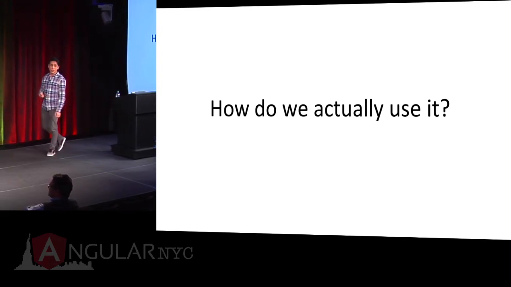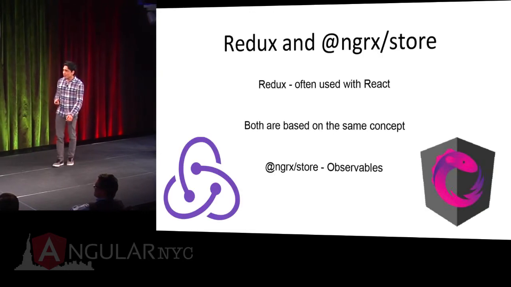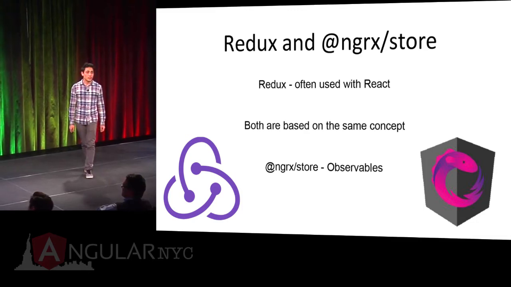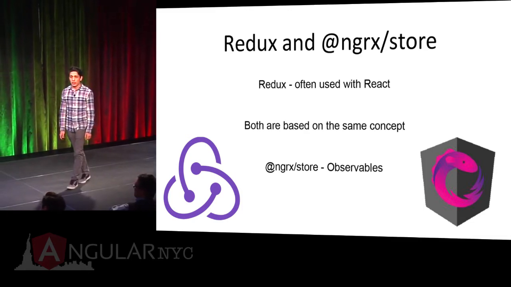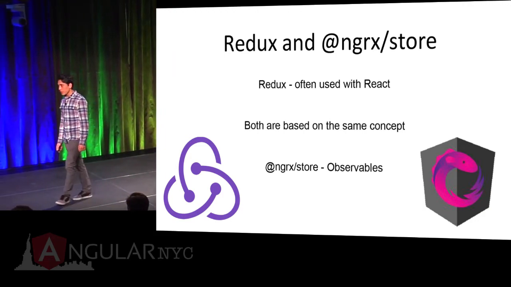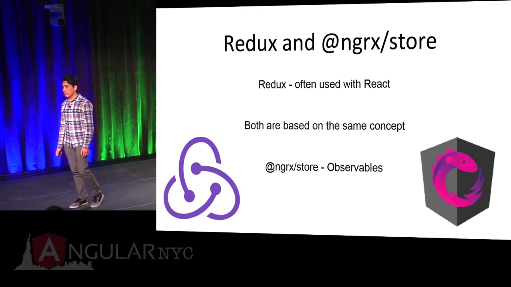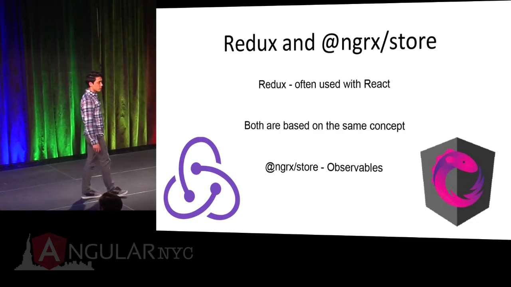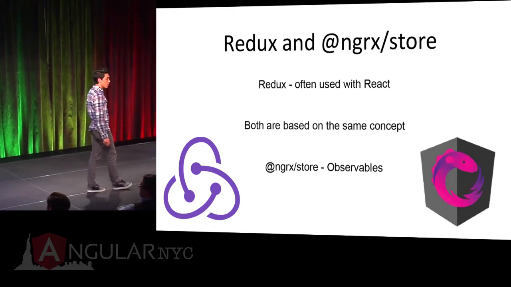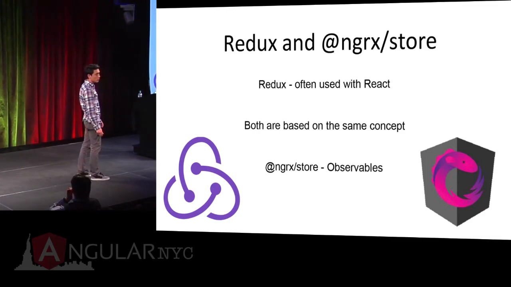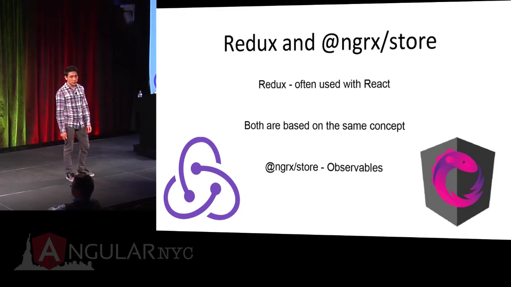So how do we actually use all of that in the applications? So here are two options. There is Redux, and then there is a library called NGRX store. Redux came first, and they both follow the same principles. However, the implementation is what's different, because NGRX store is based on observables. So let's see how we actually use NGRX store, because it's closer to Angular style.